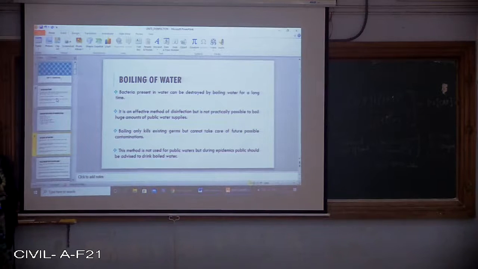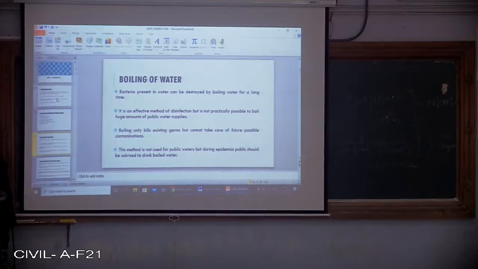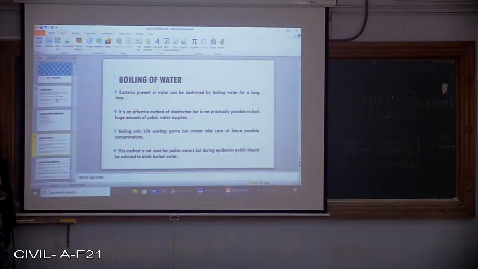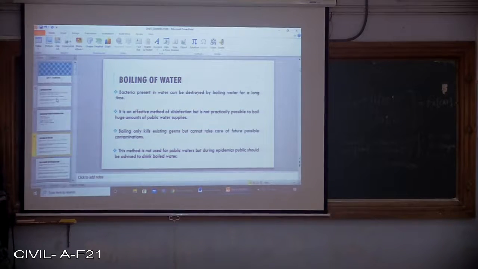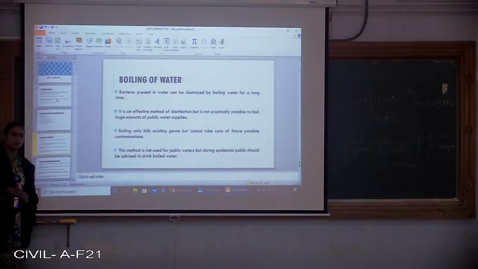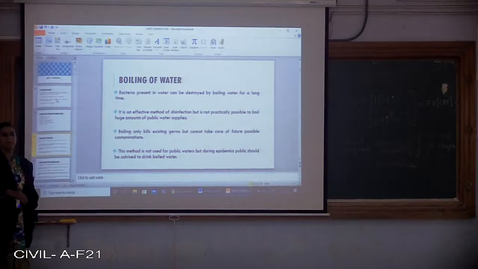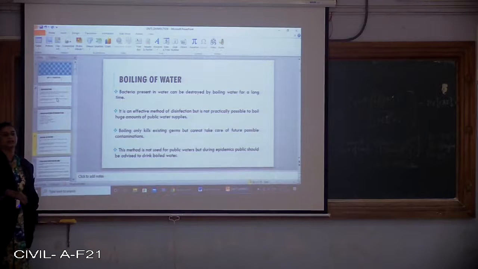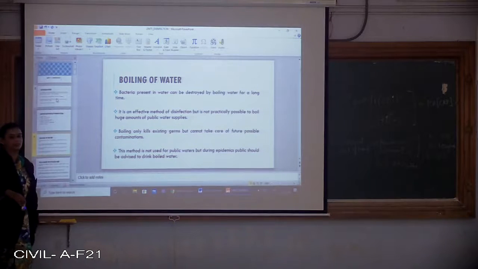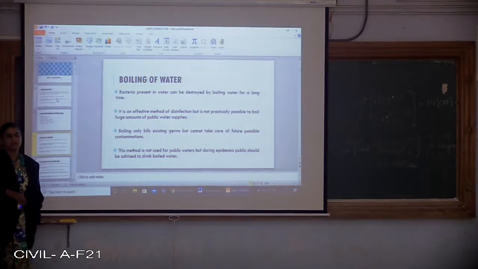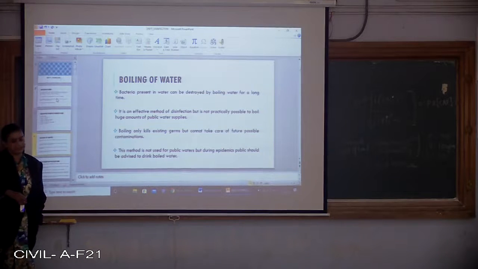So this method is not used for public waters, but during epidemics, the public should be advised to drink boiled water. Normally whenever epidemics break out, we suggest that the public drink boiled water. I think in almost all houses, whenever epidemics break out or if you are not feeling well, the doctors suggest drinking boiled water, in order to kill the existing germs.